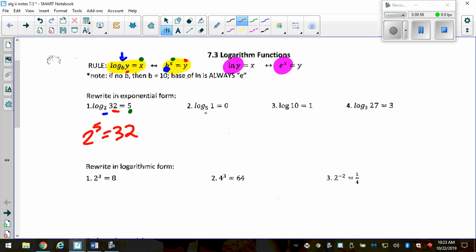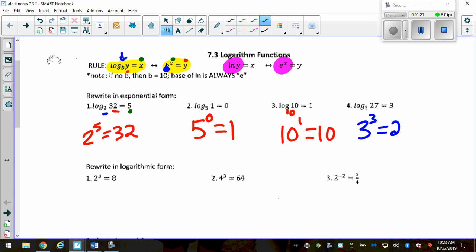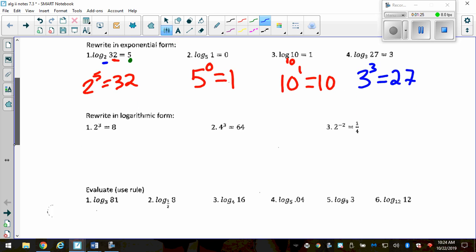So again, over here, b is 5, my x is the 0, and my y is the 1. Now in number 3, when there's nothing written here, there's an implied 10. So you go ahead and try to rewrite number 3 for me. Okay, good. So you should have written 10 to the first equals 10. Go ahead and try number 4 for me. All right, so you should have written 3 to the third equals 27. Good job.